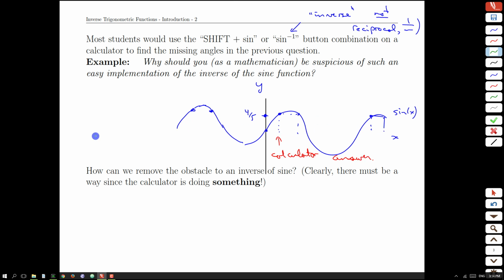The fundamental issue here is that sine of x is not invertible. For those who remember your tests for functions, there's multiple crossings of a horizontal line. So this fails the horizontal line test. And that means if we pick a y value, we might get multiple x values back. So there's no single inverse. But the calculator's doing something. So how do we get around this issue? How does the calculator adapt to this fundamental mathematical problem to give us at least some answer? Let's take a look.